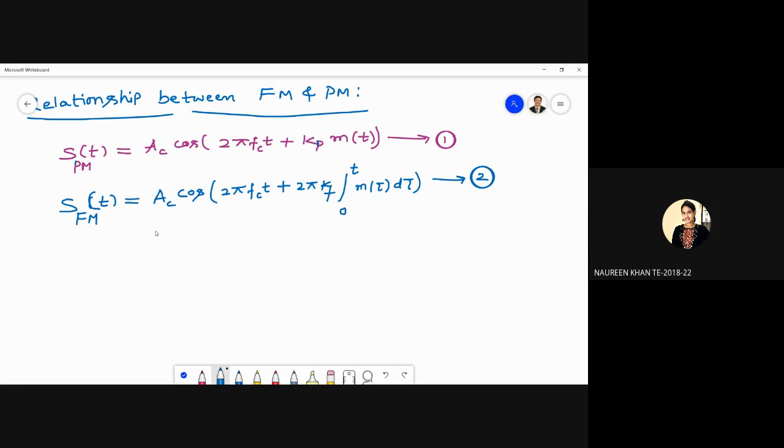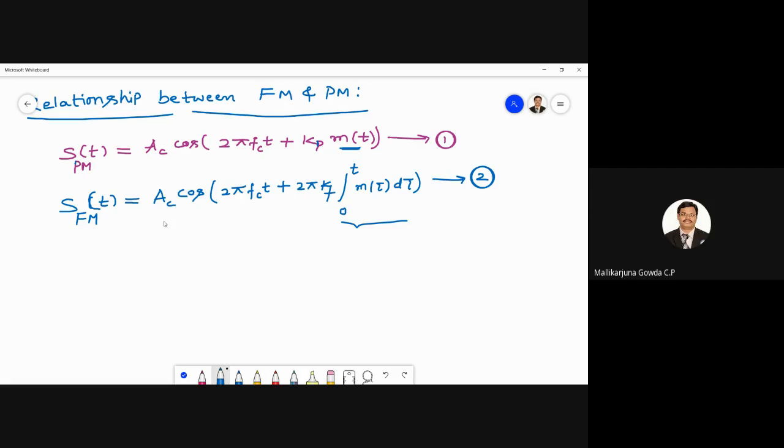Only one or two are saying yes. So S_FM of t, the equation should be AC into cosine of 2 pi fc t plus KF into the integral of m of tau d tau. That is what I'm replacing. Kp and 2 pi KF are constants only. I'm just talking about replacing m of t. If I replace m of t in equation 1 by the integral, can I say it changes PM into FM?